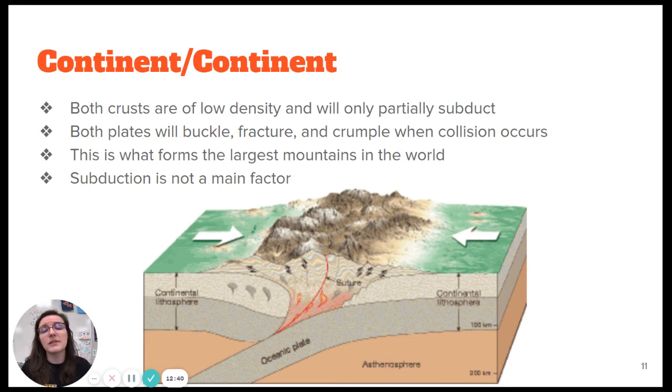The Appalachian Mountains in the eastern United States are an ancient example. Clearly, the Appalachian Mountains aren't on a plate boundary anymore. They're kind of in the middle of the North American plate, which includes some of the Atlantic Ocean. But way back in the time of Pangaea, the Appalachian Mountains formed at a continent-continent boundary.